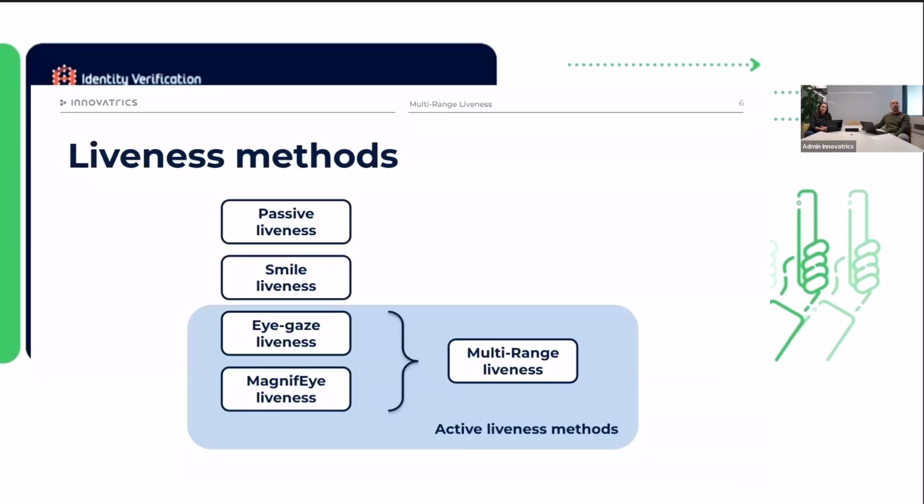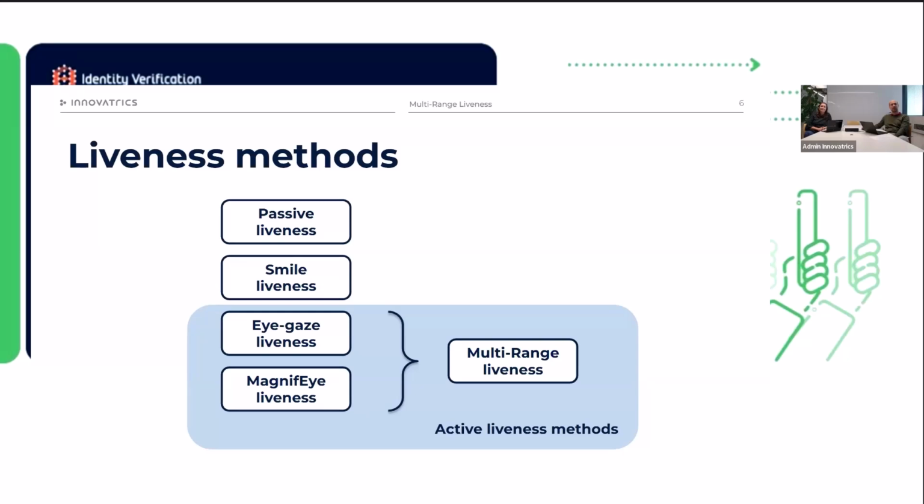So at first, let's summarize the livenesses. We have the passive and smile liveness. These two we consider to be passive and semi-passive. For the active liveness methods, we had two up till now. The first was the eye gaze liveness, which was developed many years ago. In this liveness, the user had to follow a dot with his eye, and this was the actual challenge.